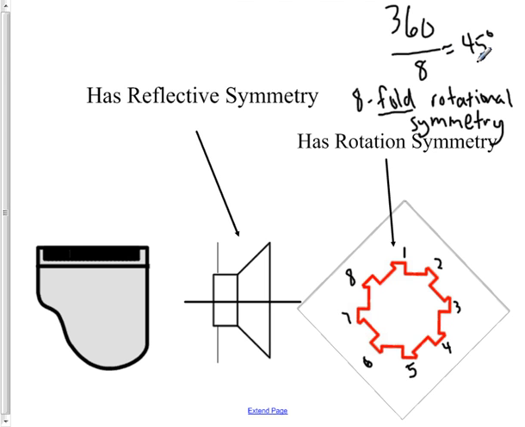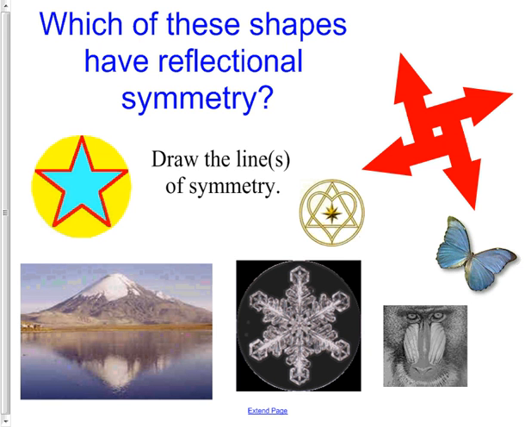So each time you're turning this, you're turning it 45 degrees. Okay, and this shape has no symmetry. You can't turn it or reflect it so that it'll line up with itself. Okay, which of these shapes have reflectional symmetry, where we could draw a line of symmetry in there?